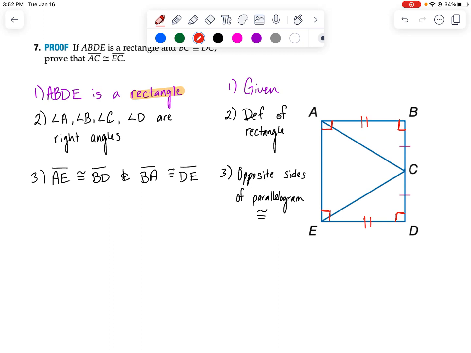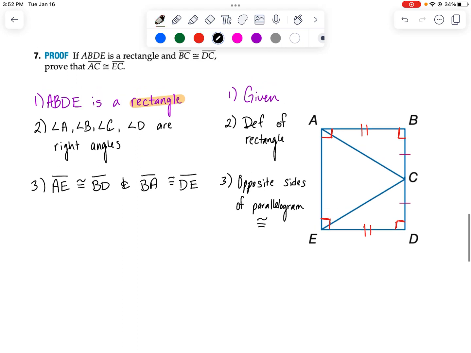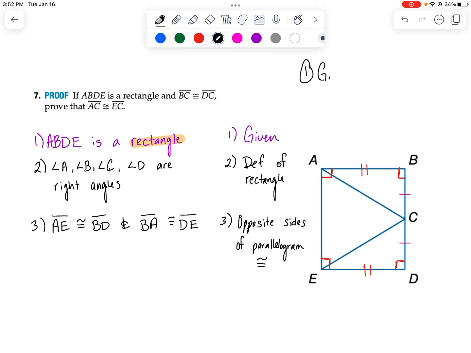Okay, let's stop for a moment. What did we do? What was our process? We first did our givens. Then we did the definition of what it means to be a rectangle. And then we thought about the other properties that a rectangle might have. Does it have opposite sides that are congruent? Does it have consecutive angles that add up to 180? Does it have congruent diagonals? So we were given these things that we could have used because it is a rectangle. That's in the given statement.